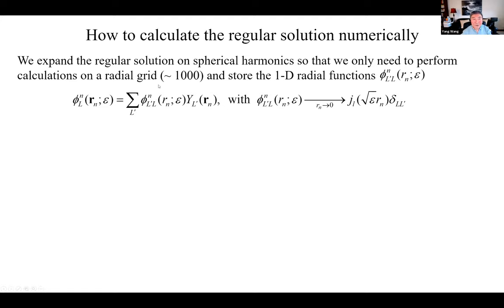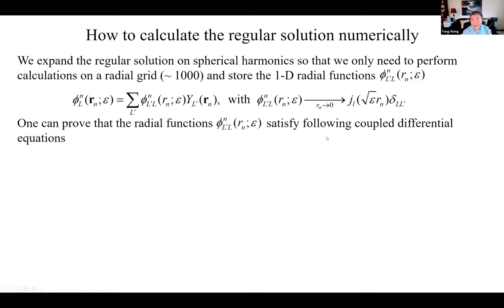So we only need to worry about the radial grid, about 1,000 points, instead of dealing with three-dimensional data. So we only need to store the numbers at about 1,000 points along the radial grid. And the boundary condition is that near the origin, as I showed in the previous slide, it should look like this, okay? This phi radial function should become a spherical Bessel function.